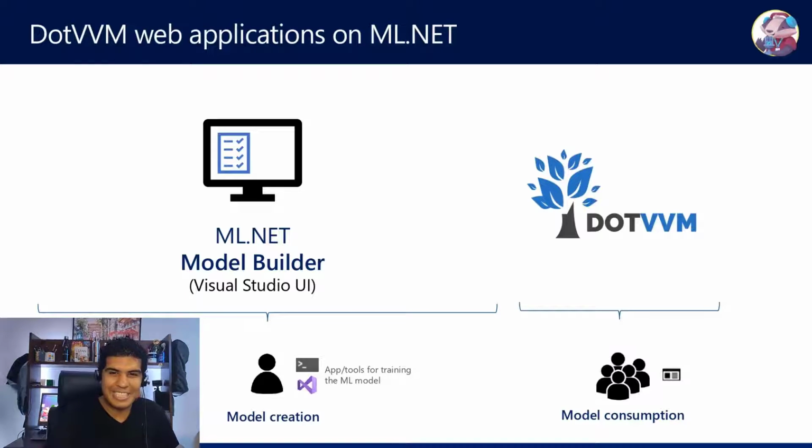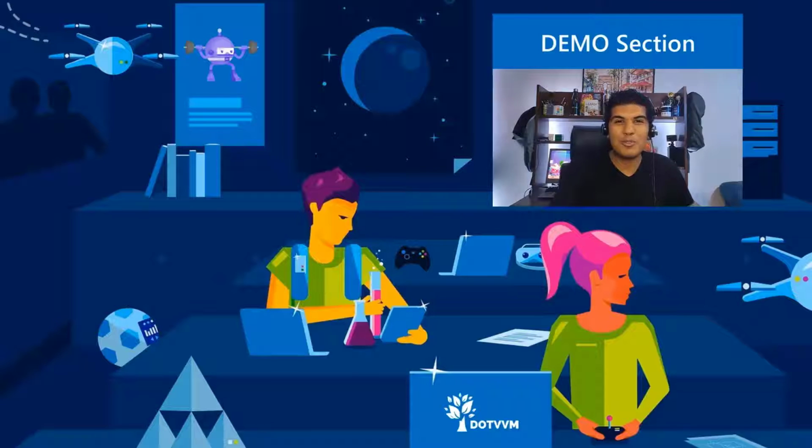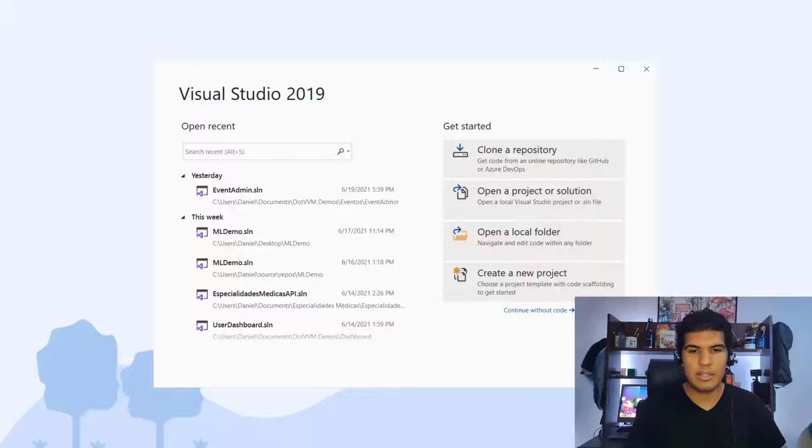And this is what we can do now. This is time for the demo section. In this case, we have two demos to present here at the .vvm virtual conference to see how to work with ML.NET and .vvm. So here we go. Okay, here in Visual Studio, we go to create a new project.